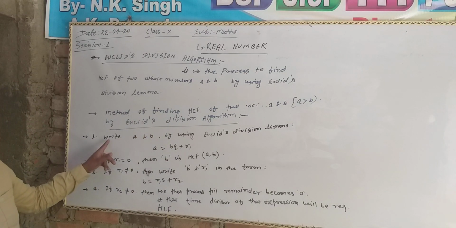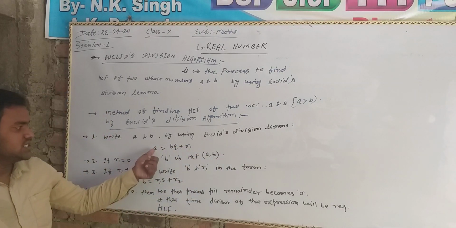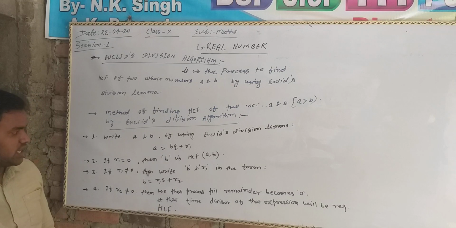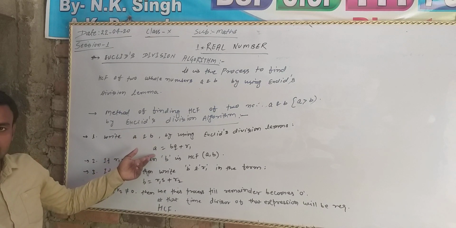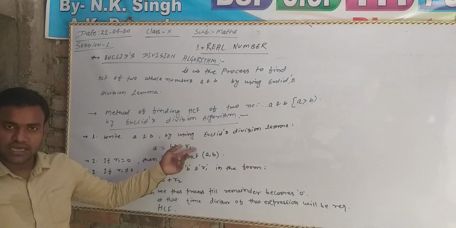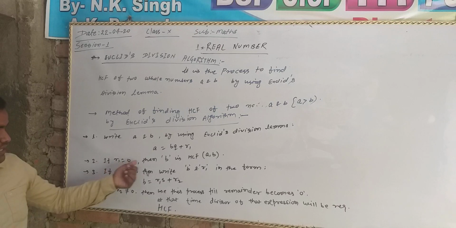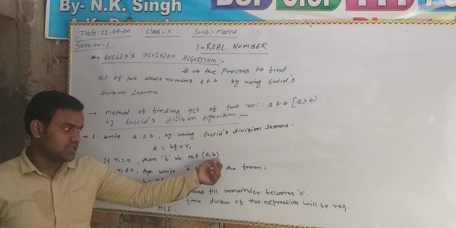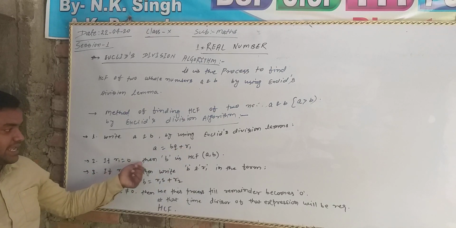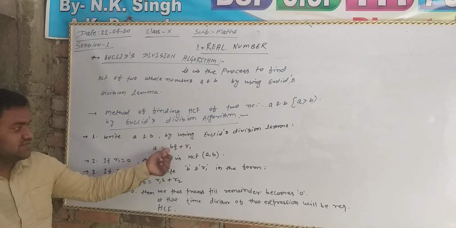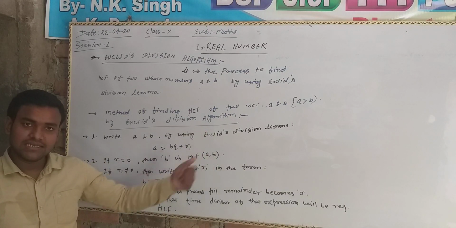Firstly, we have to write a and b by using Euclid division lemma as a is equal to bq plus r1. Okay, पहले हमको a और b को Euclid division lemma का फॉर्मूला a is equal to bq plus r1 के फॉर्म में लिखना है. ठीक है, if r1 is equal to 0 then b is the HCF of a and b. If in this expression, in this lemma, remainder becomes 0, then in that case, divisor of that expression will be HCF of both two numbers a and b.